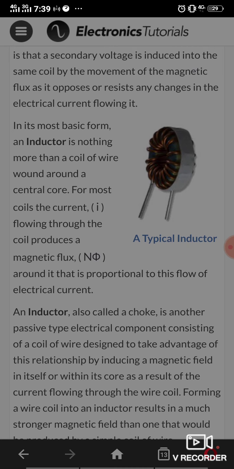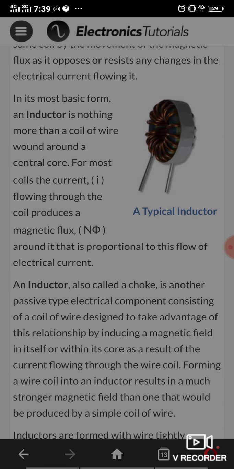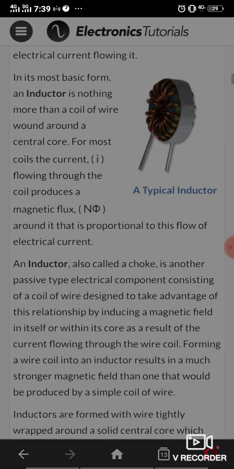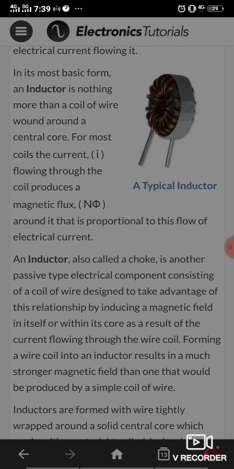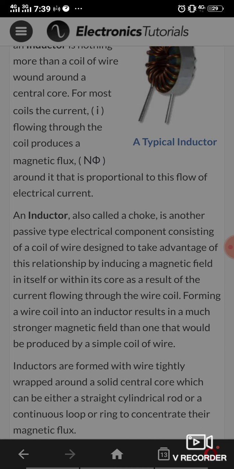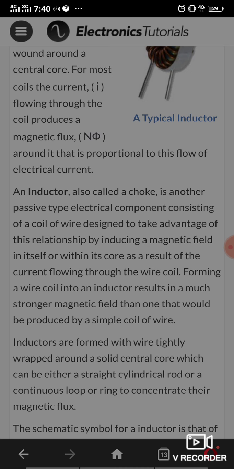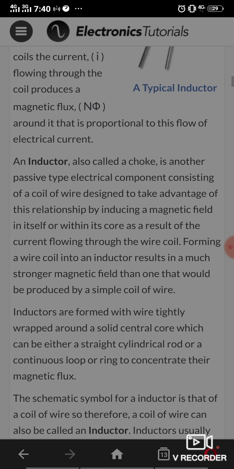An inductor, also called a choke, is another passive electrical component consisting of a coil of wire designed to take advantage of this relationship by inducing a magnetic field within itself as a result of the current flowing through the wire coil. Forming a wire coil into an inductor results in a much stronger magnetic field than one produced by a simple coil of wire. Inductors are also formed with wire tightly wrapped around a solid central core, which can be either a straight cylindrical rod or a continuous loop or ring, to concentrate their magnetic flux.